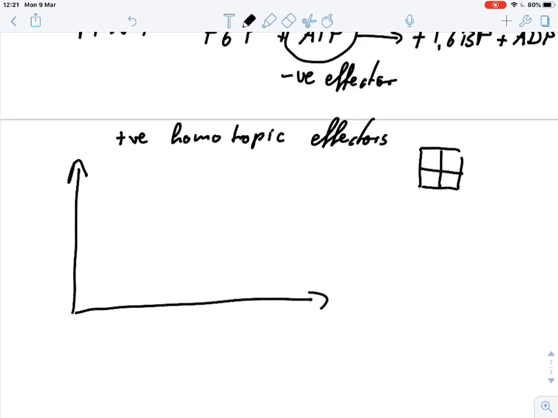And what a homotropic positive effector does, when we use here the effector concentration, and here the activity, for a homotropic effector, the first substrate binds, but the binding is not terribly good. The reason for that is because most or all of the subunits of the enzyme are in what is usually called the R state. No, sorry, not the R state. It's in the T state.